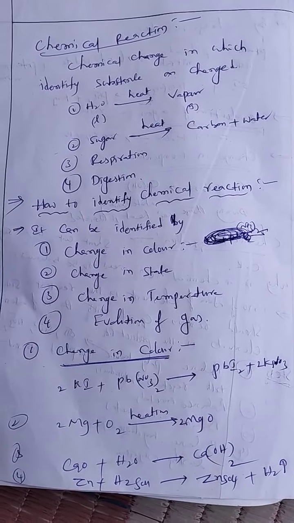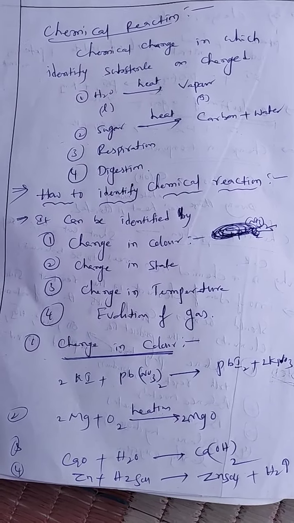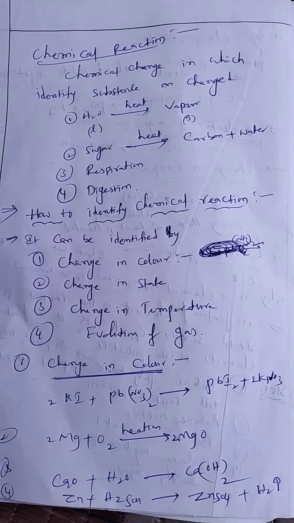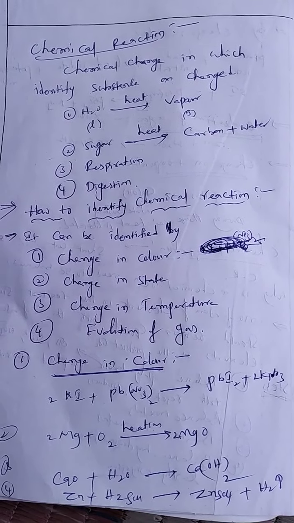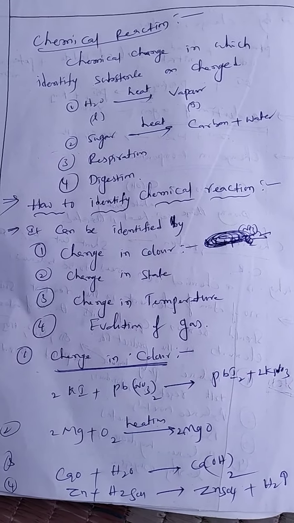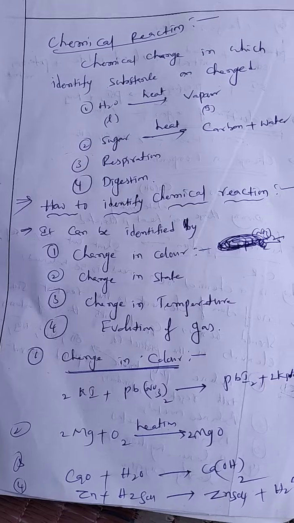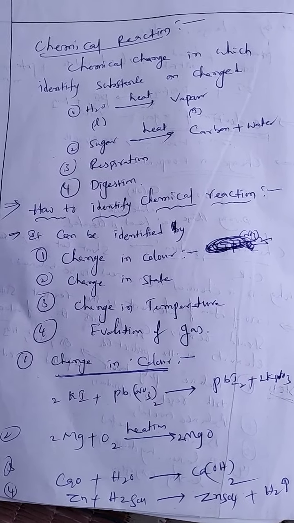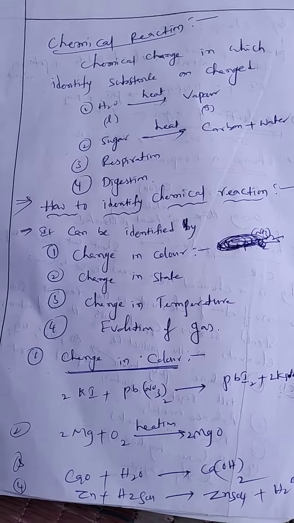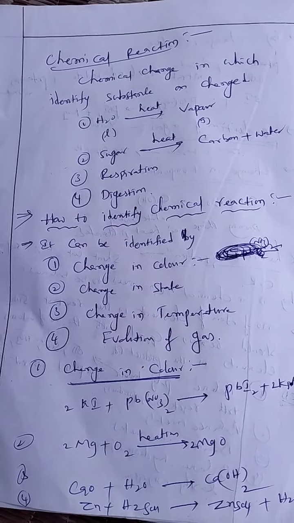Change in color: take the example of a precipitation reaction. When potassium iodide reacts with lead nitrate, it forms lead iodide, a yellow color precipitate, and potassium nitrate. This is the color change. Similarly, barium chloride and sodium sulfate combine to form barium sulfate, a white color precipitate.